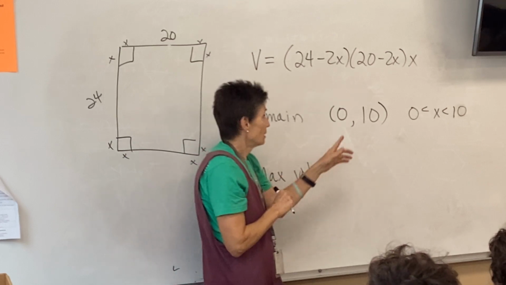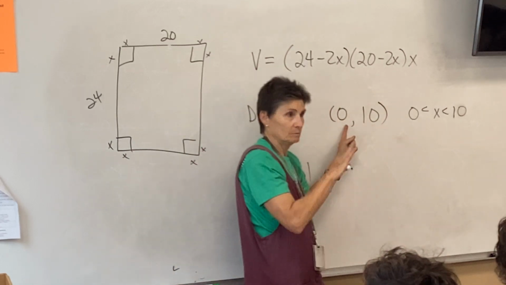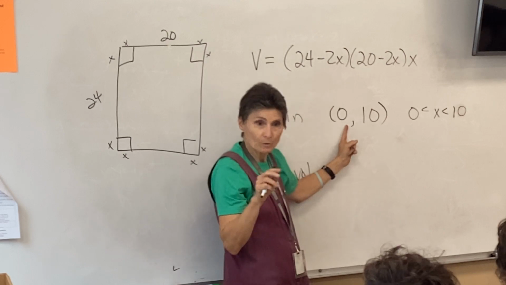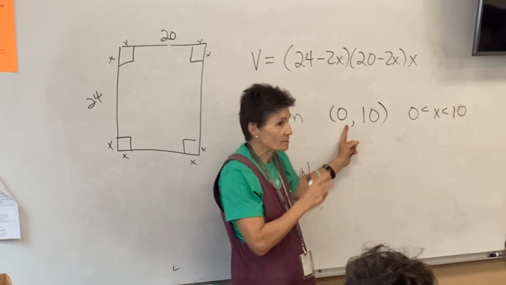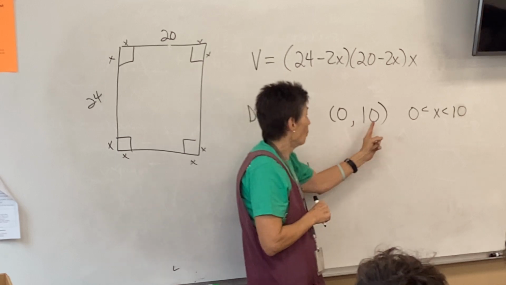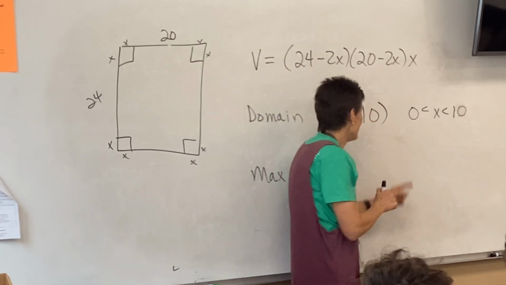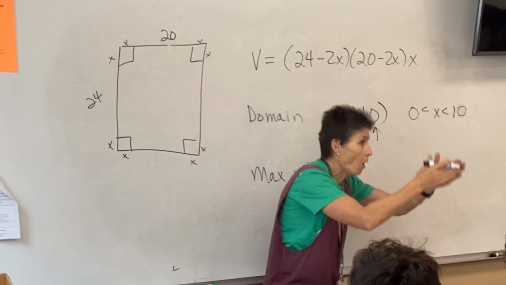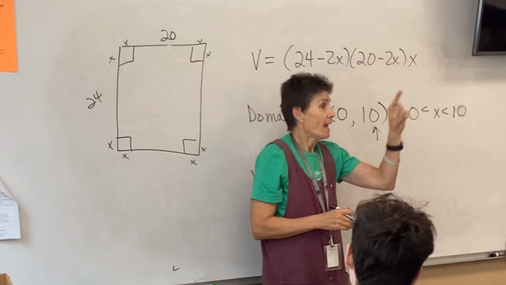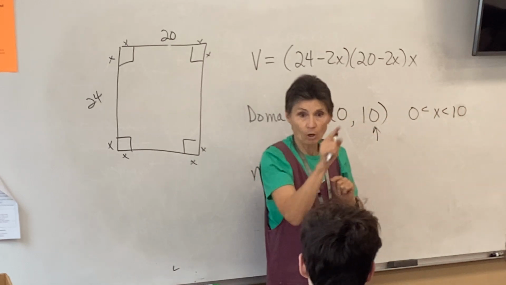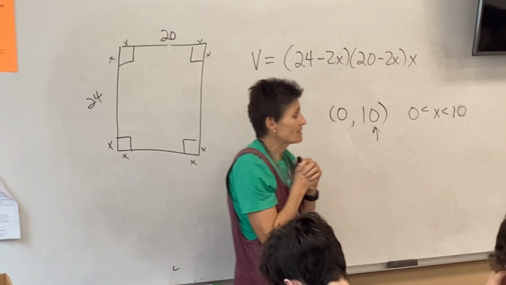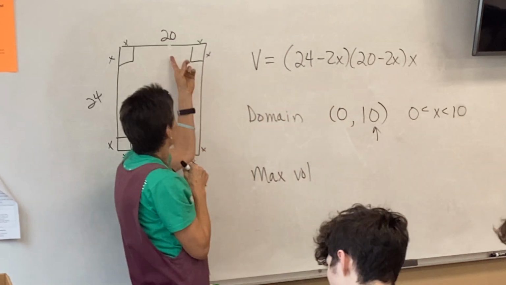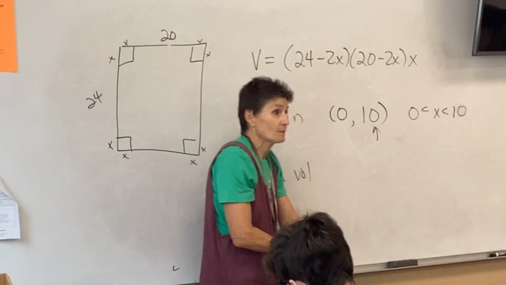Now, always 0. Always. Because you can't cut negative inches out of the paper. So it's gotta be bigger than 0. Why is this 10? Because this number is always what? Half of the smallest dimension. When the smallest dimension is 20, then that number is gonna be a 10.